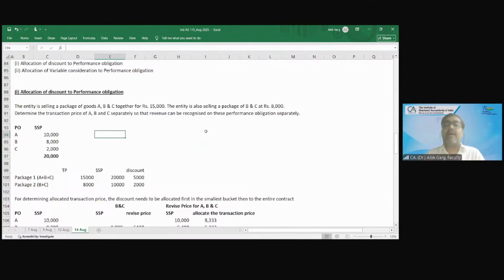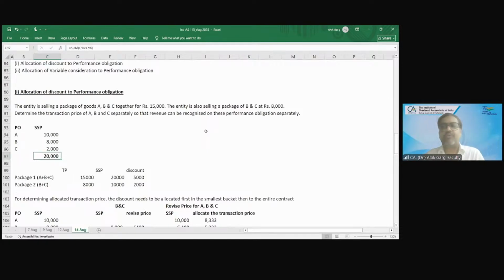But we need to determine the transaction price of A, B, and C separately to recognize the revenue. And the standalone selling price of all these performance obligations is given: 10,000 for A, 8,000 for B, and 2,000 for C. What is the total value of standalone selling price? 20,000. What is the total value of the consideration received? 15,000.